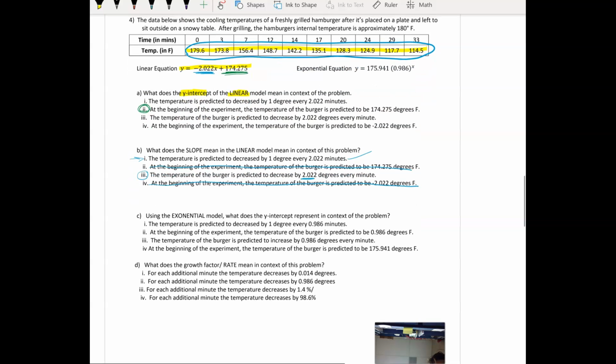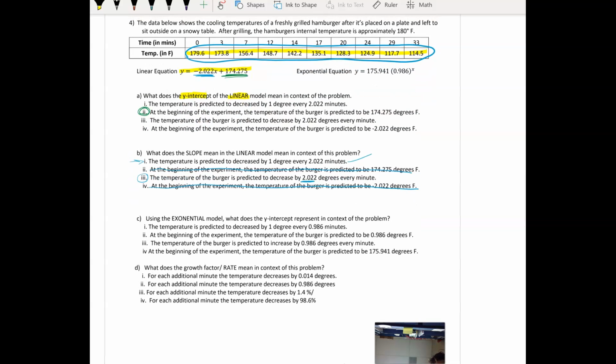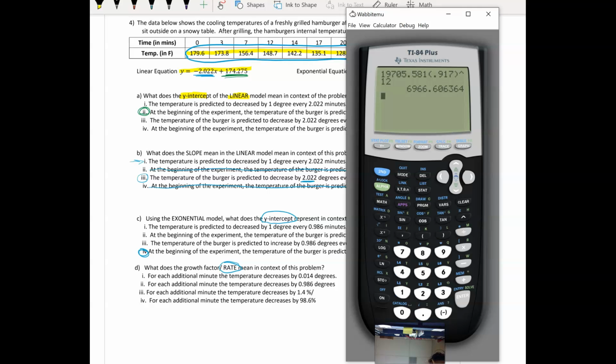All right, last 2. Now we're going to use the exponential model. And again, what's the y-intercept? Well, this time the y-intercept is that 175 number. So we're looking at the beginning, the temperature's 175. And that's what I notice on option 4. And then again, the growth factor, which really means we want the rate. So G is this number. And to get there, I have to subtract some amount from 1. So I can just go to my calculator and type that in.